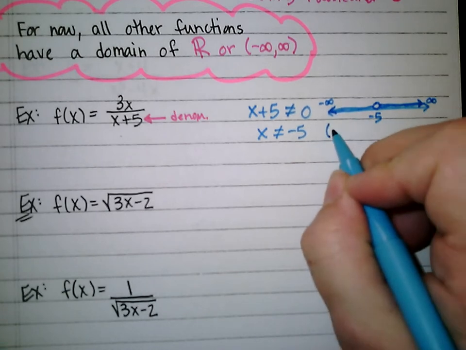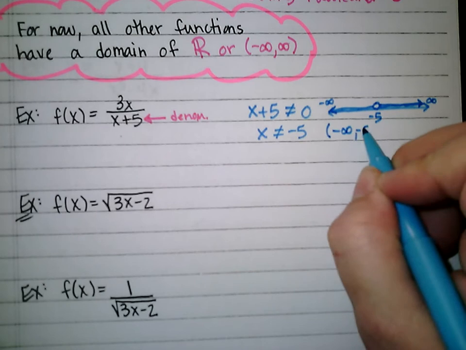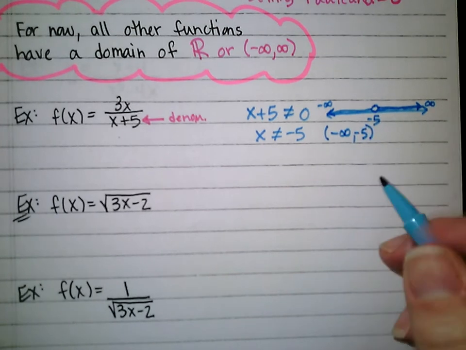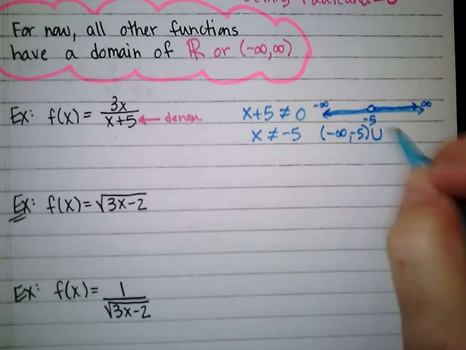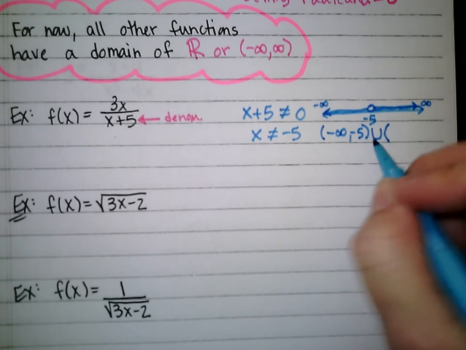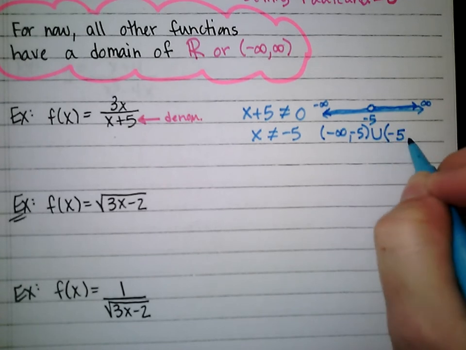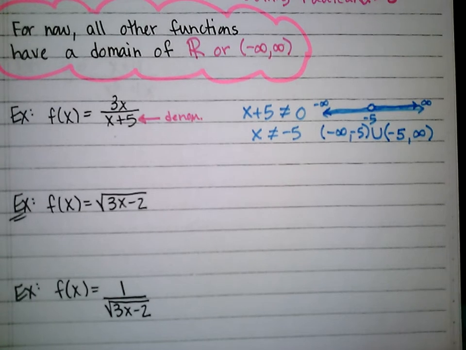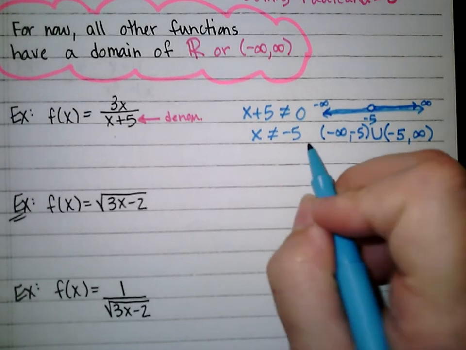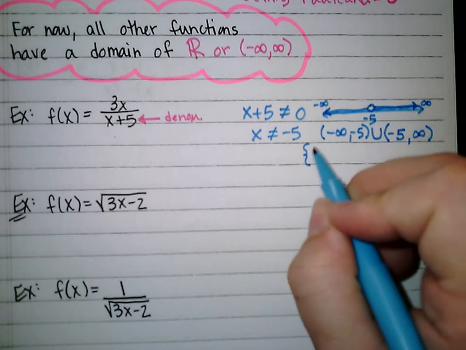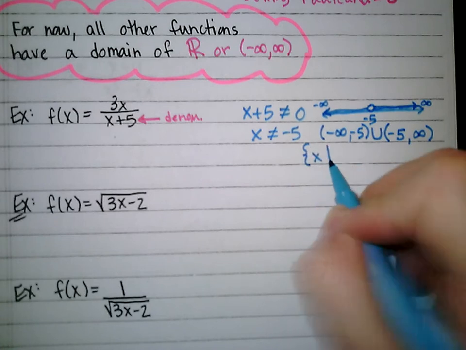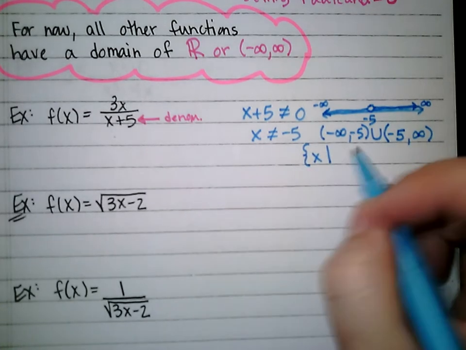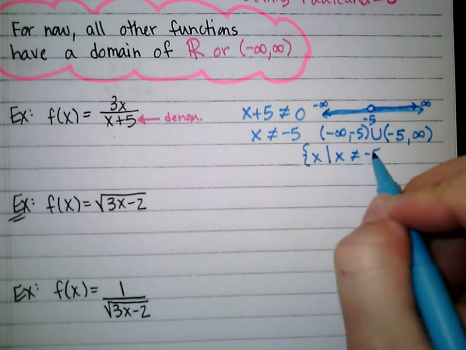So in interval notation, the domain would go -infinity to -5, not including negative 5, then union, because I'm skipping over something, start back up at negative 5, and go to infinity. In set builder notation, remember that's the one that goes curly brace x such that, we just say x cannot equal negative 5, like that.